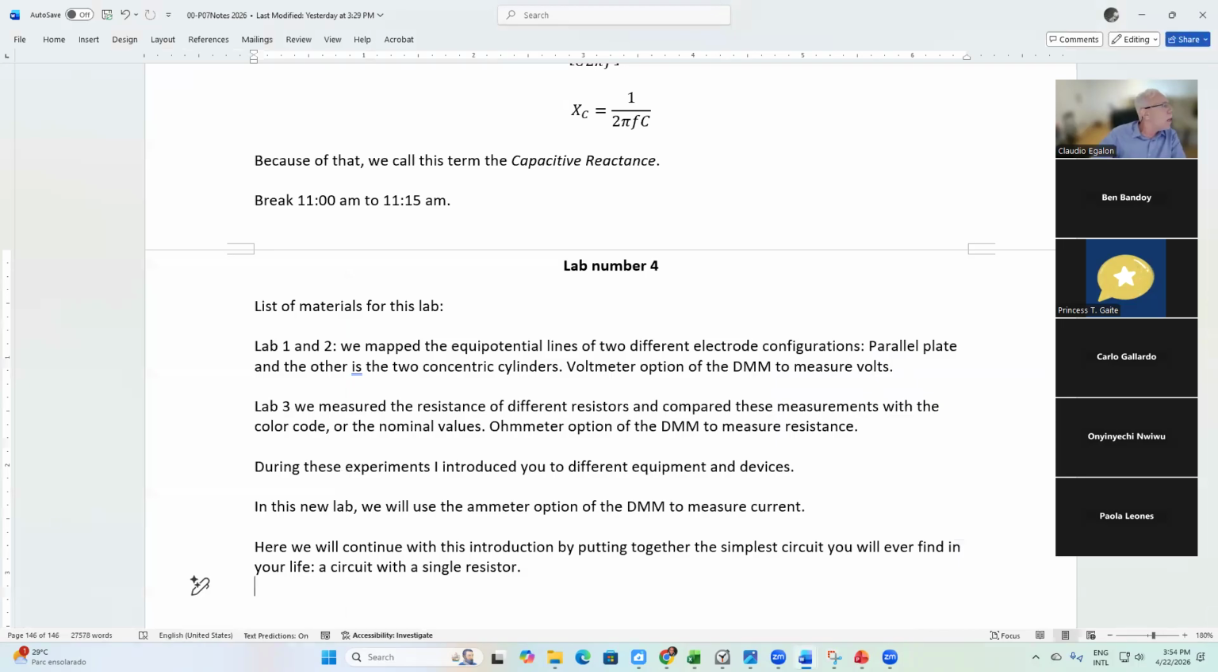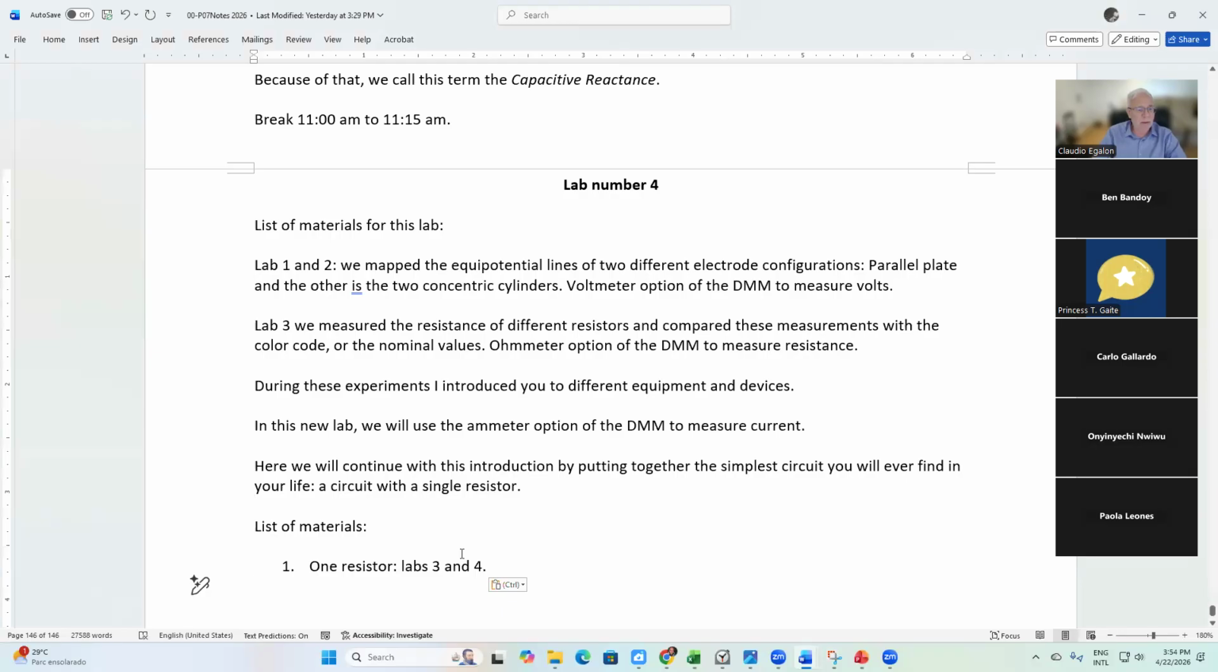Okay, here. And so we start with the list of materials. The first material is the resistor. Okay, we reuse the resistor in labs 3 and 4. And the other equipment, list of materials, equipment, right, is the digital multimeter.